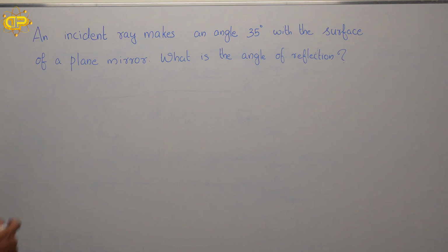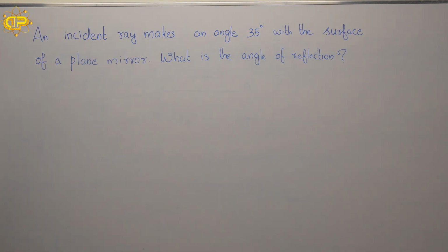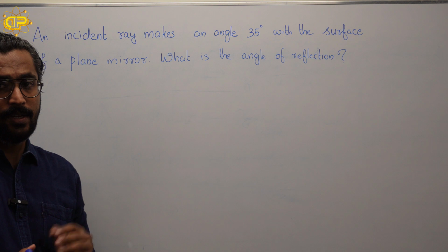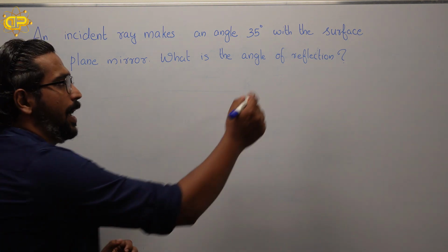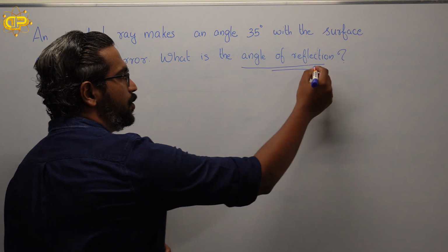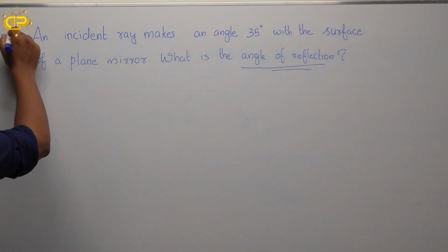The question says that the incident ray makes an angle 35 degree with the surface of a plane mirror. What is the angle of reflection? So this is a question. You are given certain values and you need to find out the angle of reflection. So what is the basic idea behind that? Let us give this question 1.